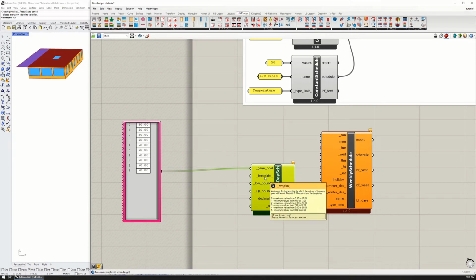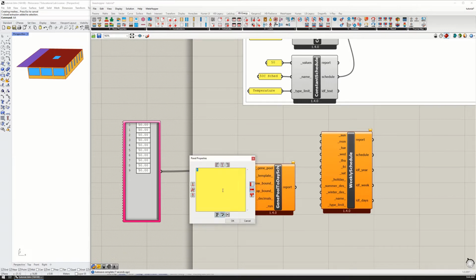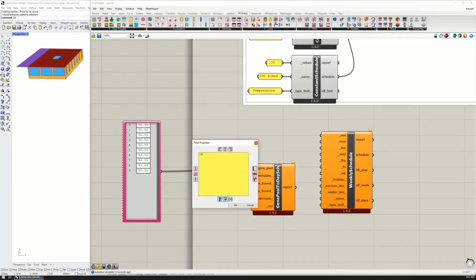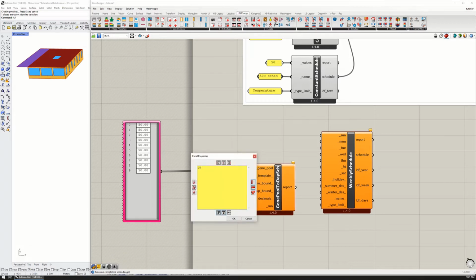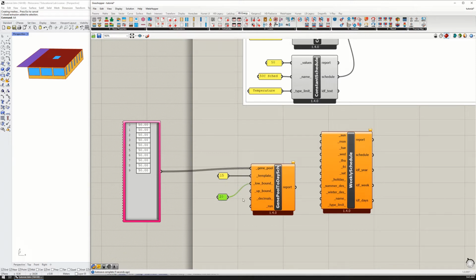So first there's templates. There's six built-in templates. I'm going to use the first one, which is 9 o'clock to 5 p.m. And so I'm going to do that. And then I'm going to set a low boundary of, say, 20 degrees Celsius and a high boundary of, you know what? Maybe I'll do 15 degrees Celsius and 20 degrees Celsius. So this is going to be a setback thermostat. Oh, whoops. I see what I did.